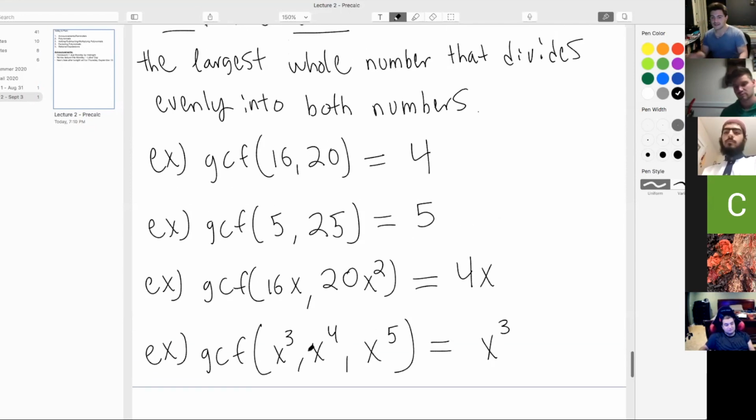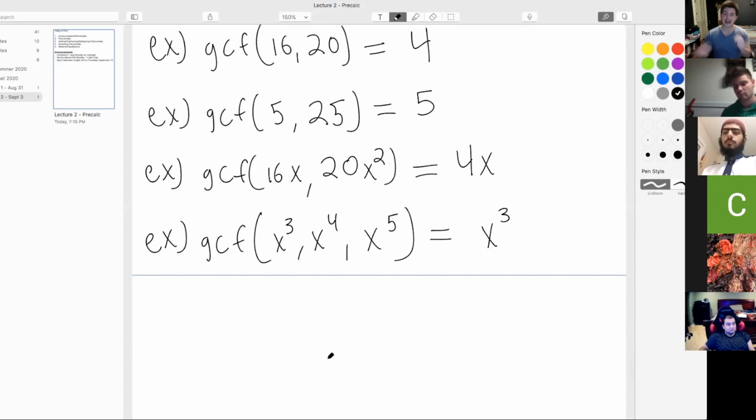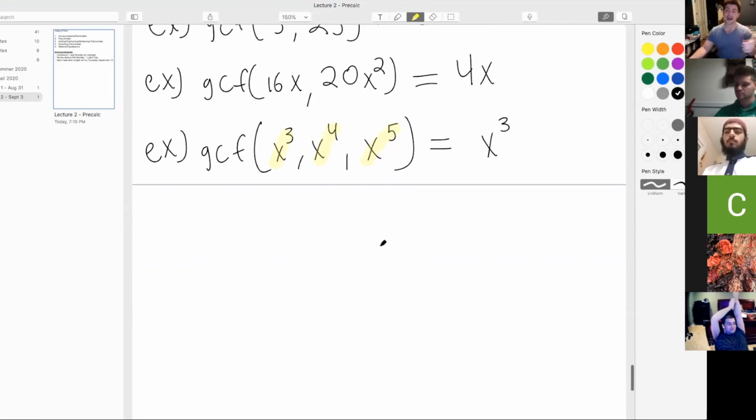And why is it? Well, let's just go through this. x cubed goes into x cubed one time. It goes into x to the 4th x times, because x to the 3rd times x is x to the 4th. And it goes into x to the 5th x squared times, because x to the 3rd times x squared is x to the 5th. Okay, so there we go. I just want to make sure we're all clear on what GCF means. Now let's use this to factor polynomials.